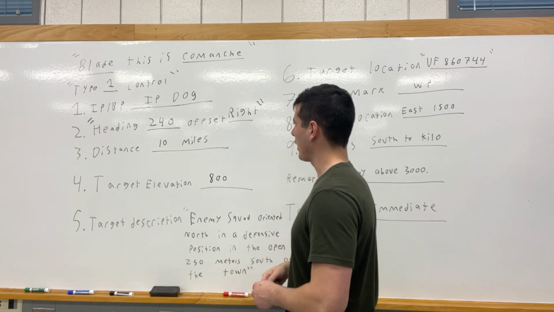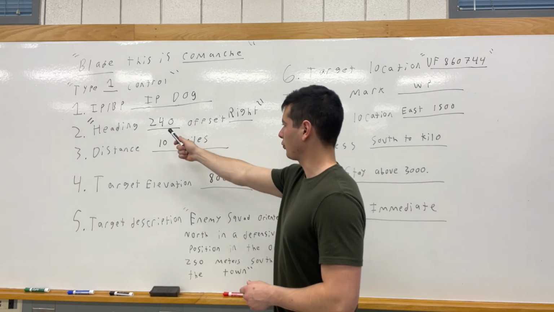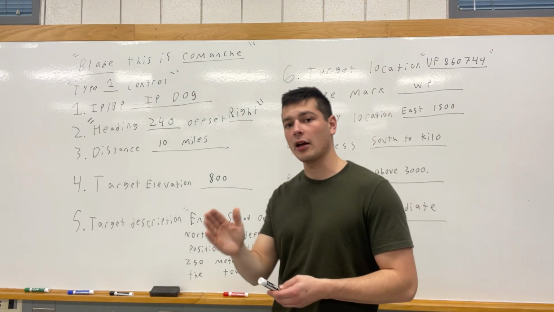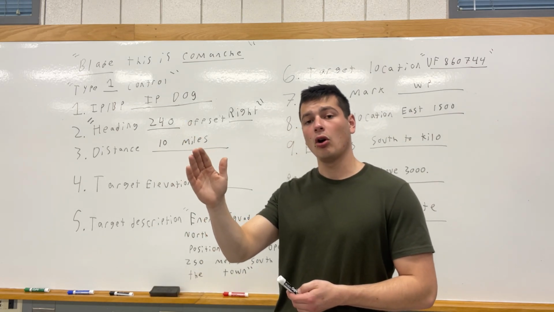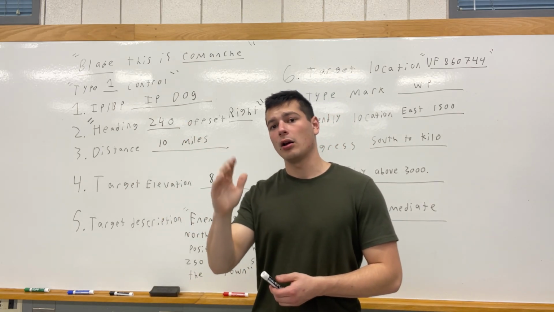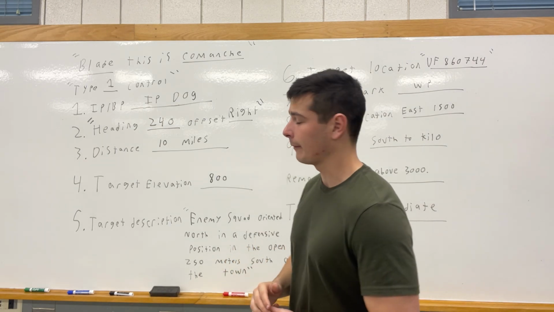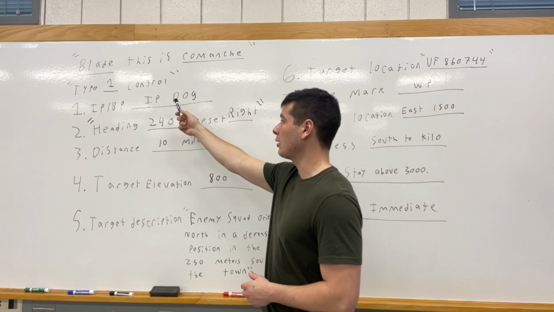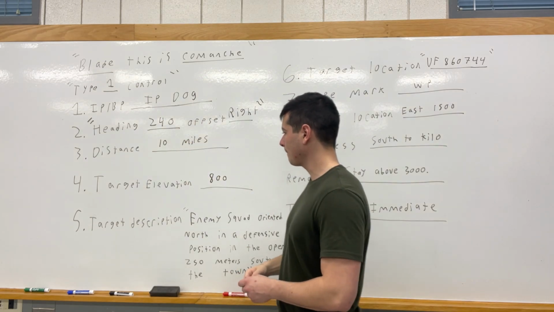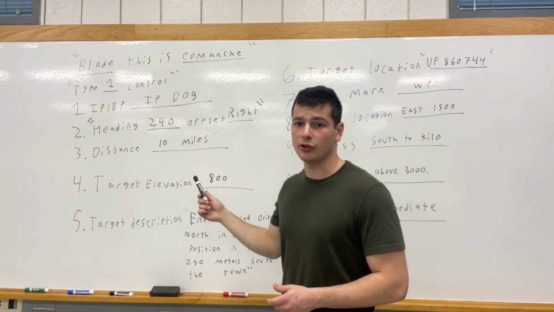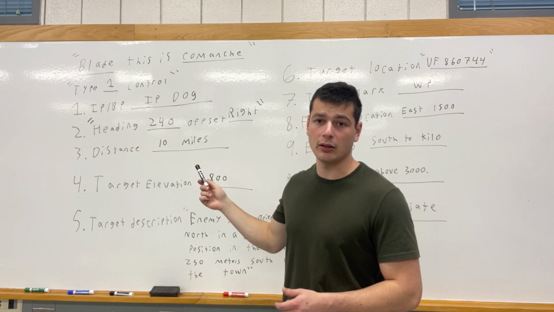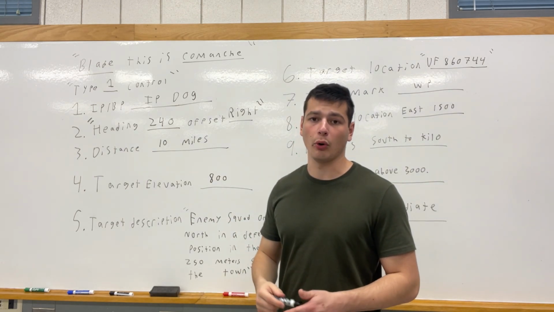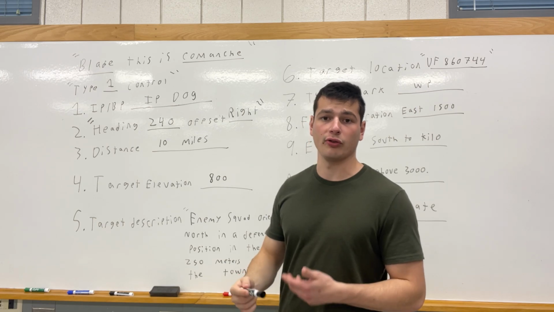Line 2, our heading and offset. Heading 240, offset right. Again, we talked about that. That means that the aircraft can attack directly at the heading 240, or it can offset right, but it cannot traverse to the left of that heading. Distance 10 miles, that's the distance between our initial point and our target. And again, because in this case we're going to be using a fixed wing aircraft, we're calling our distance in miles. If it were rotary wing, we would be doing it in hundreds of meters.